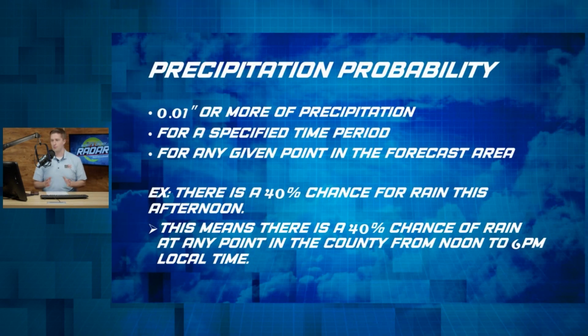So precipitation probability means that we have to get at least 1/100th of an inch or more of precipitation for a specified time period for any given point in the forecast area. An example is, there's a 40% chance for rain this afternoon. That means there's a 40% chance of rain at any point in the county from noon to 6 p.m. local time. I know it's a little bit confusing, but what it essentially means is that you have a 40% chance throughout the course of the day. If you want to view it the other way, there's a 60% chance that you stay dry throughout the entire time period. So if you're saying afternoon, that's from noon to 6.